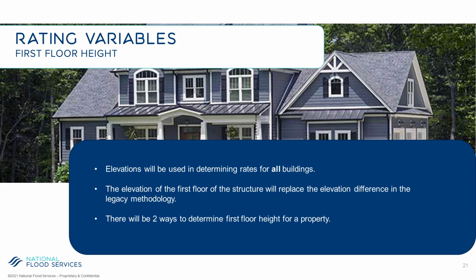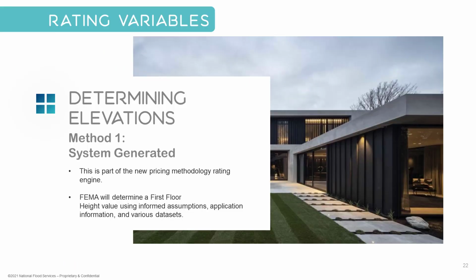Now that sounds simple enough, but it is critical in understanding flood risk, and under Risk Rating 2.0, there are 2 ways on how first floor height can be determined. So before we go into the details about the 2 methods, know whatever method gives the most favorable rating for the policyholder is the option that will be used. The first method, method 1, is system generated.